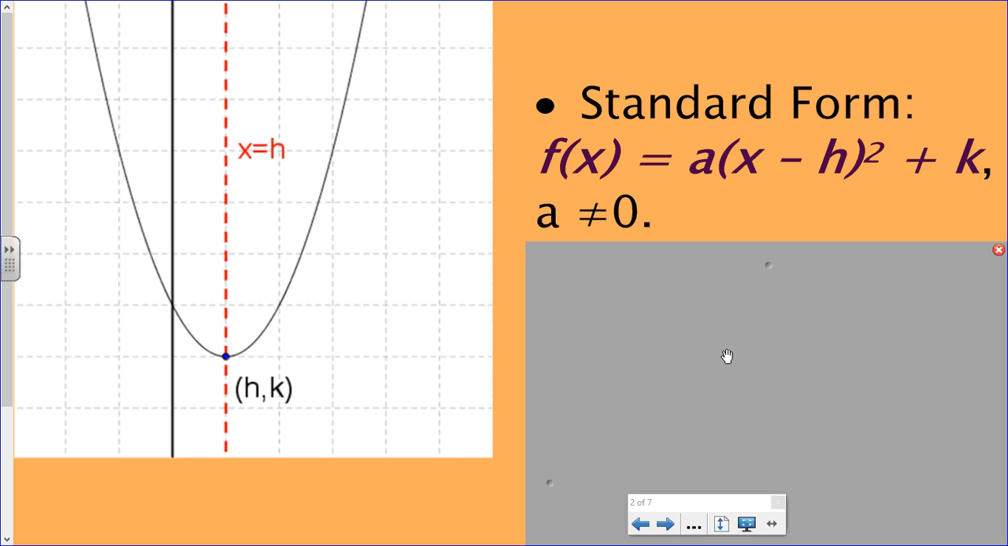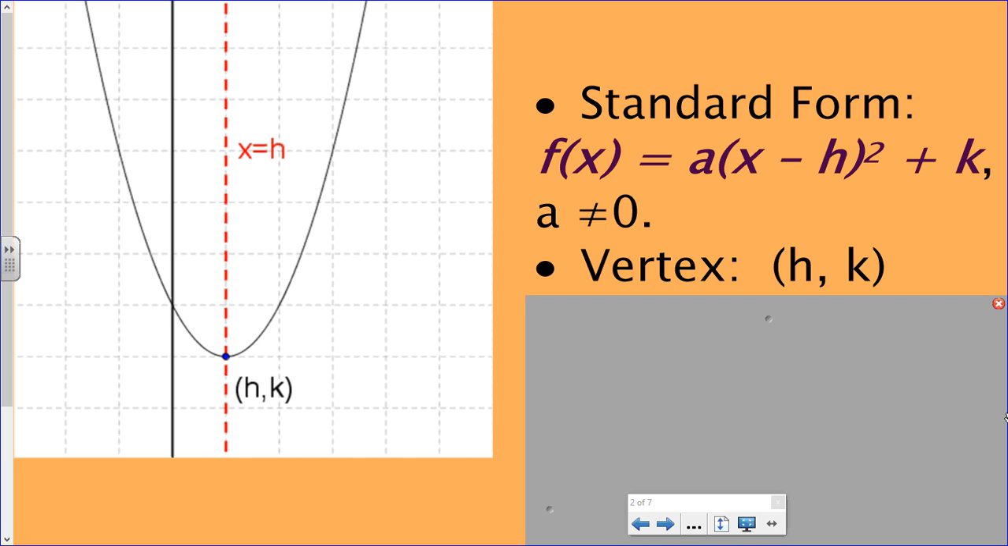Why would this be called vertex form for you last year? Because the h and the k is the vertex. All right, hk actually gives us the vertex. If we can get it into standard form, we know where the vertex is going to be.